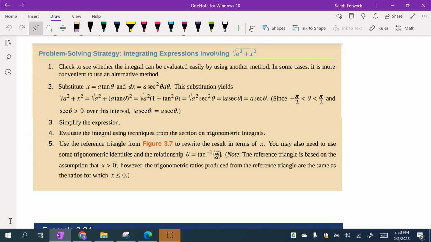OpenStax textbook, Calculus Volume 2. We are working with trig substitution in section 3.3. We just finished working with problems of the type square root of a squared minus x squared. Now we're moving to square root of a squared plus x squared.